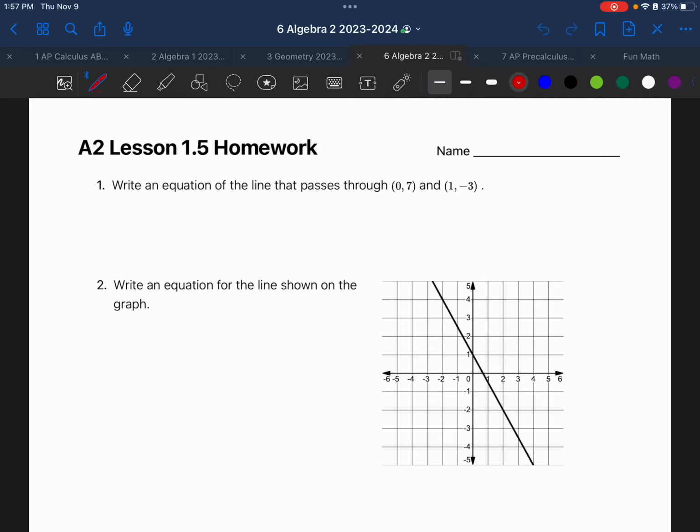This is Algebra 2, Lesson 1.5, Homework Solutions. I should probably write solutions then.